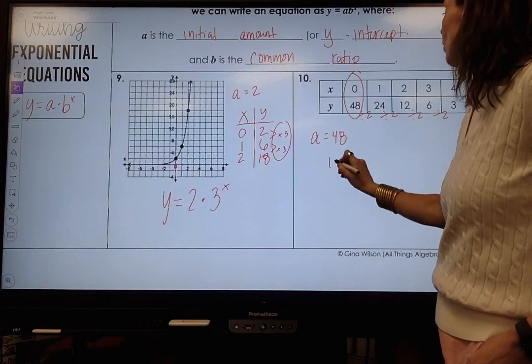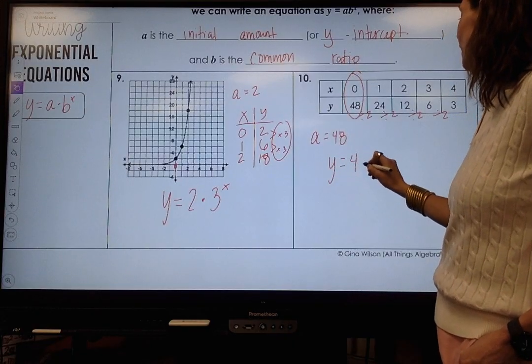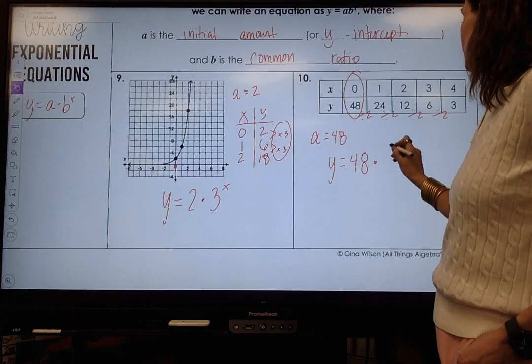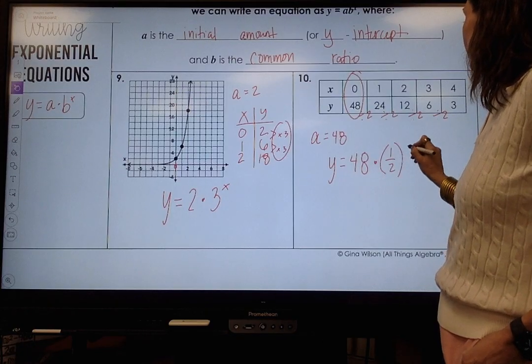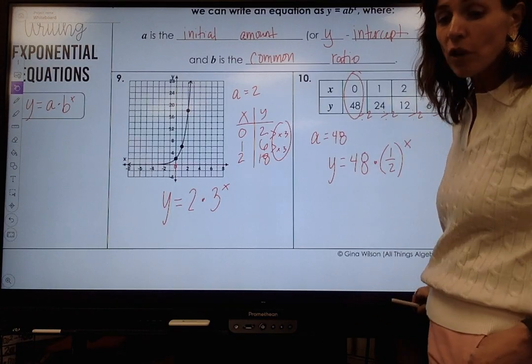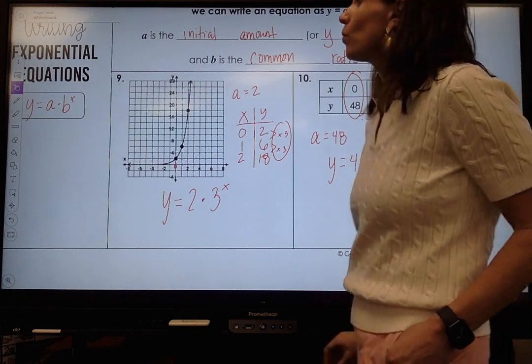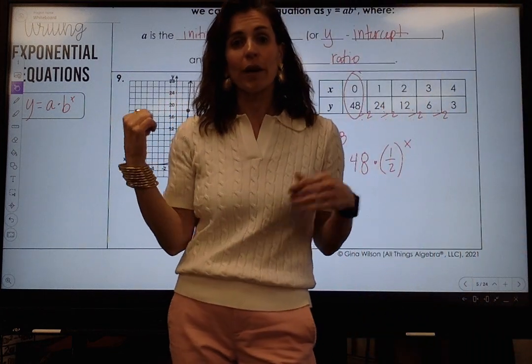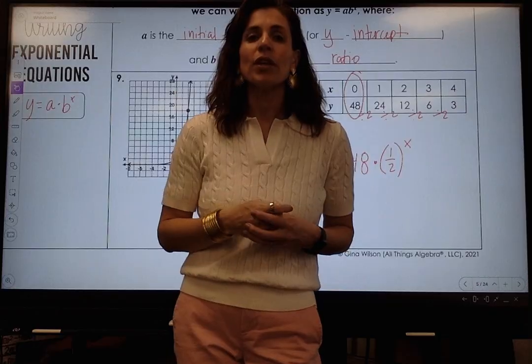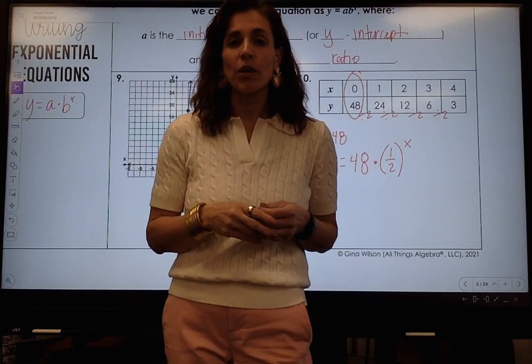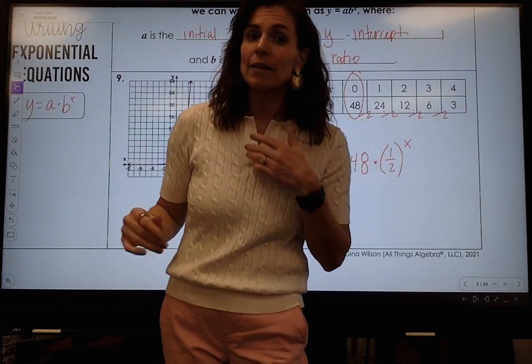So now y equals 48 times 1/2 to the x power. So that is how you write exponential equations from a graph and from a table. Pretty easy once you get that initial amount and can find that common ratio. But if you're struggling with any of these, please come see me.